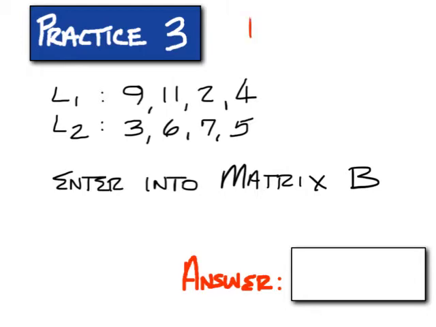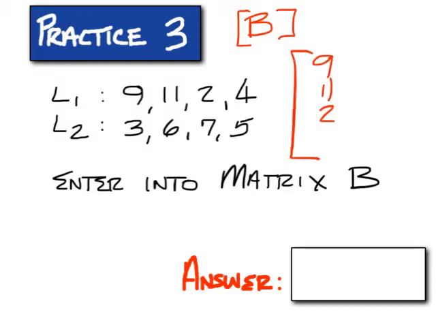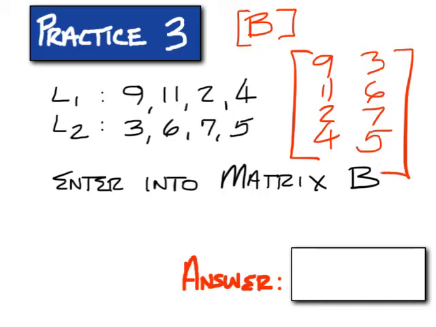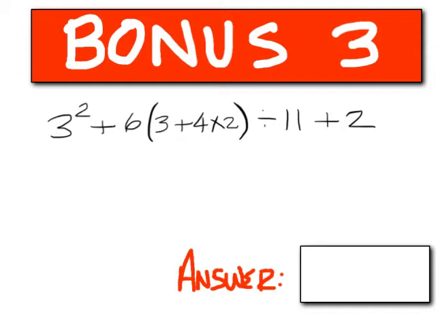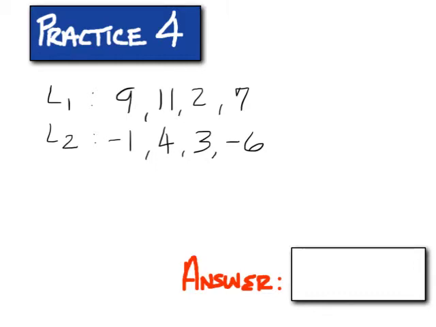The solution for this is you should have the matrix B above this on your calculator, which is 9, 11, 2, 4, 3, 6, 7, 5. Answer to this bonus is 17.